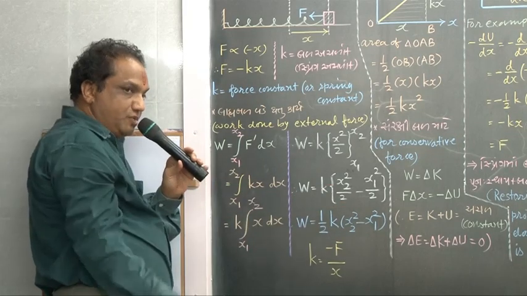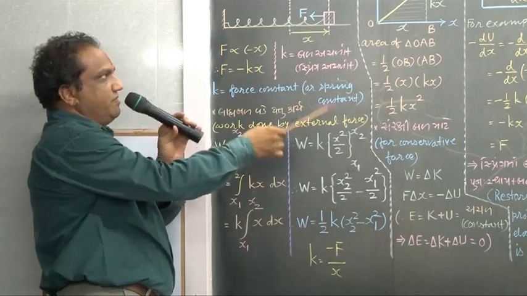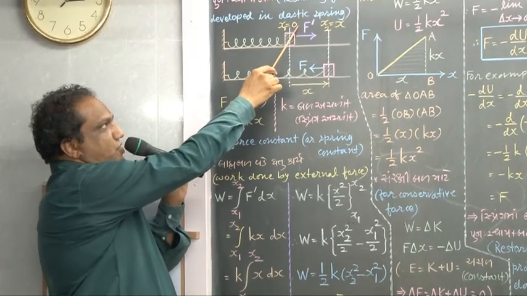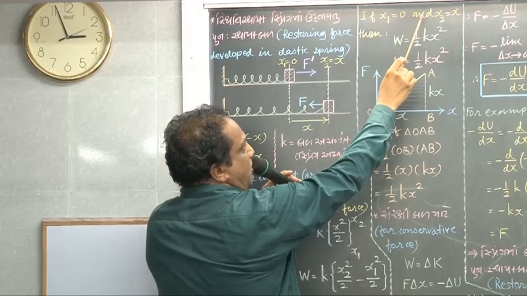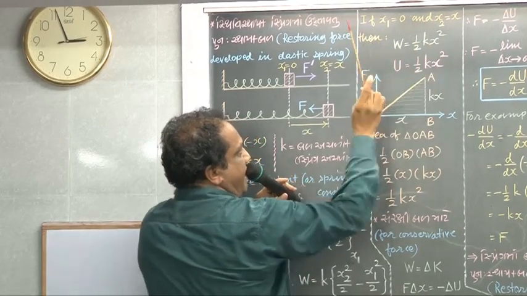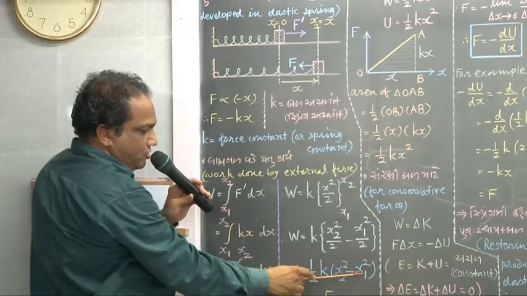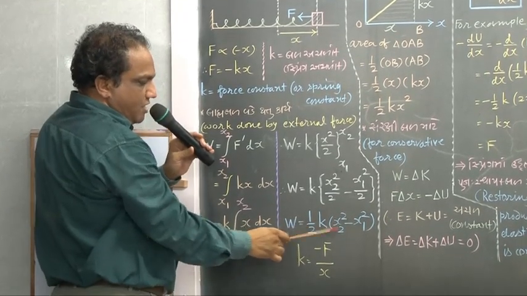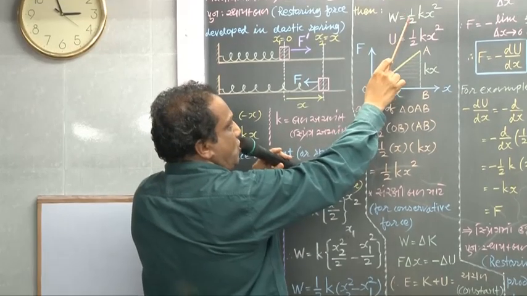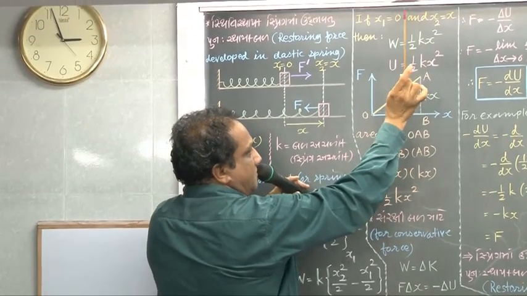In the textbook, a specific case is given. That specific case is x1 equals 0 and x2 equals x. If x1 equals 0 and x2 equals x, then putting it here, W equals 1 by 2 k x squared. Everybody, W equals 1 by 2 k x squared.